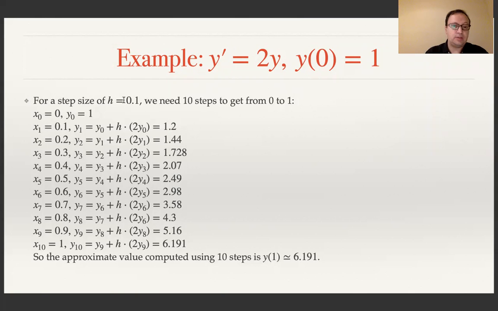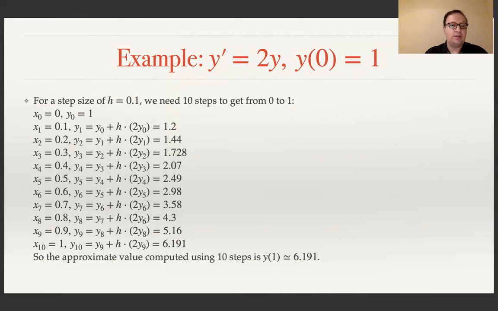So let's choose a step size of 0.1. This means we'll need 10 steps to go from 0 to 1. We start with the initial point 0, then the next point will be 0.1, after that 0.2, 0.3, 0.4, all the way up to 1, using steps of size 0.1. And at each step, the value of the solution only depends on the previous step.